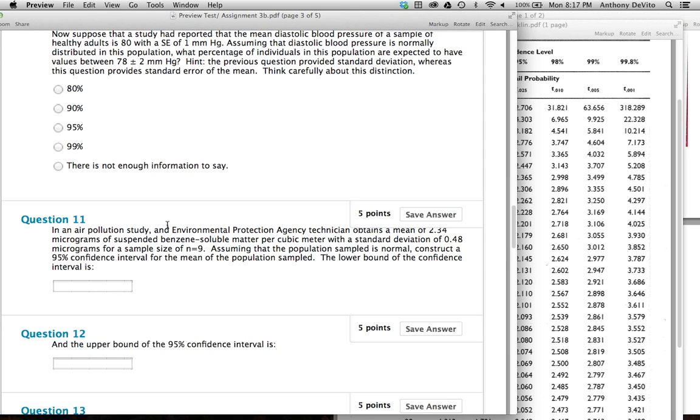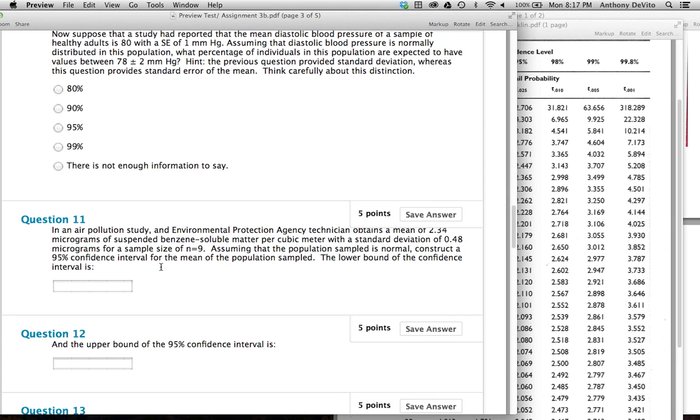In an air pollution study, an Environmental Protection Agency technician obtains a mean of 2.34 micrograms of suspended benzene soluble matter. That means soot. 2.34 micrograms of soot per cubic meter with a standard deviation of 0.48 micrograms for a sample size of 9. This is strictly a sample. The sample has 9 observations, has a mean of 2.34, and has a standard deviation of 0.48. Assuming that the population is normal, construct a 95% confidence interval.